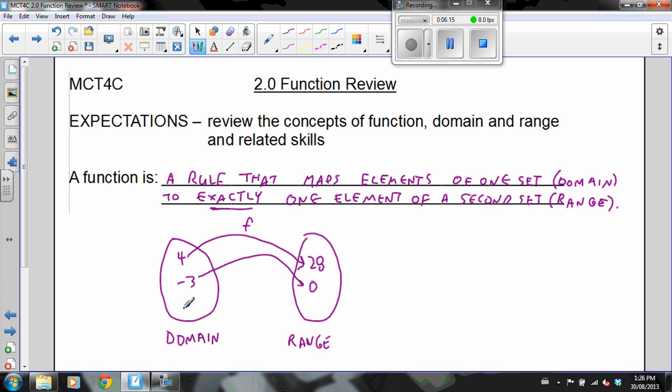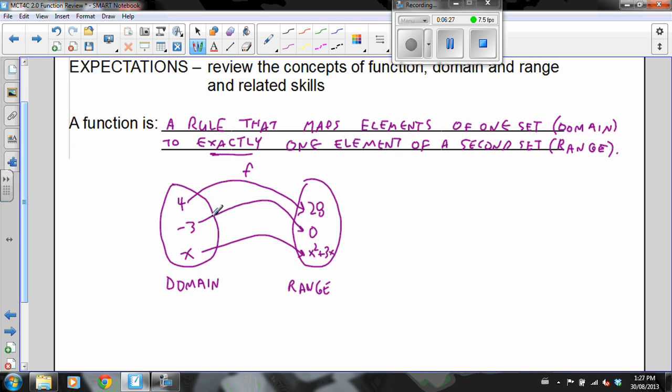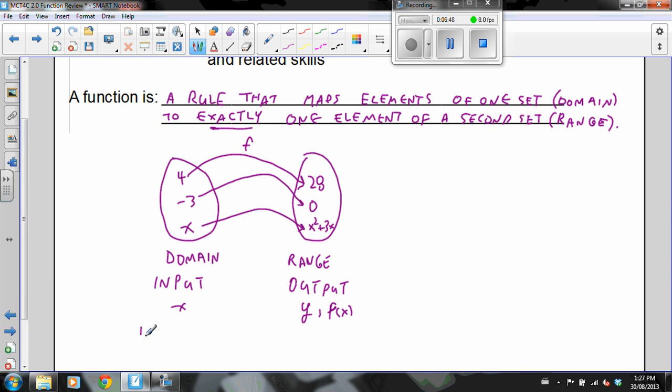And we saw in general, x was a member of the domain, and the output was an expression, wasn't it? It was x squared plus 3x, whatever x happens to be. We think of the domain as the input set, where the range is the output set. I'll talk in terms of inputs and outputs quite a bit. These are the x's and these are the y's, or we also call them the f at x's. This was f at x. We also think of the inputs as the independent variable.